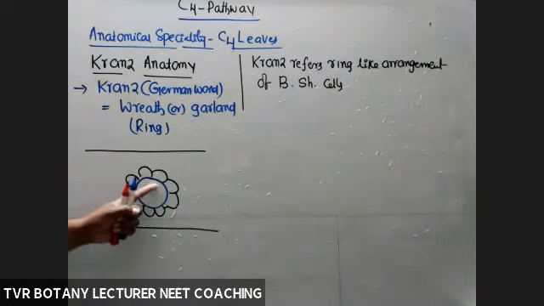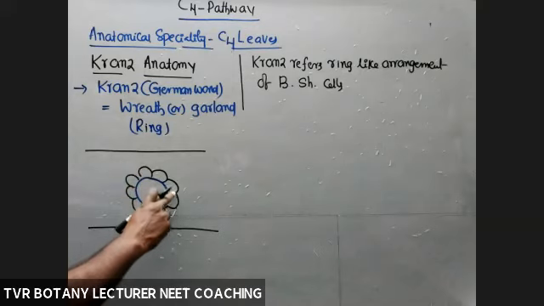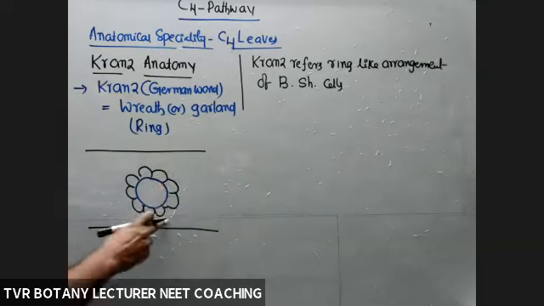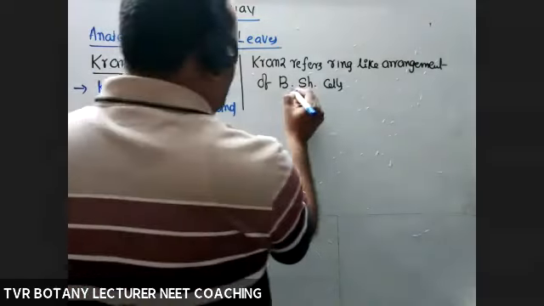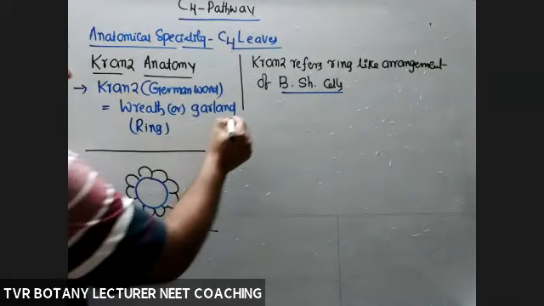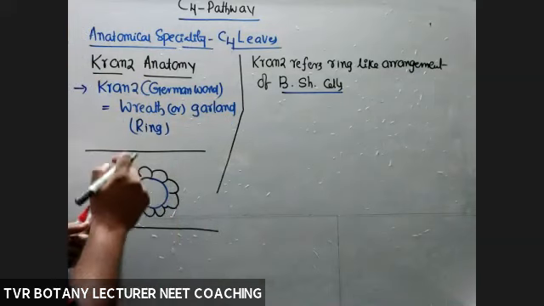This is a vascular bundle. Go back to the anatomy: vascular bundle sheath. So what about the arrangement of bundle sheath cells? Ring-like. Many layered, not only single layered, several layers. Here I'm taking one layer; many layers are present to show the ring-like arrangement. Because of that, it is called Kranz anatomy.